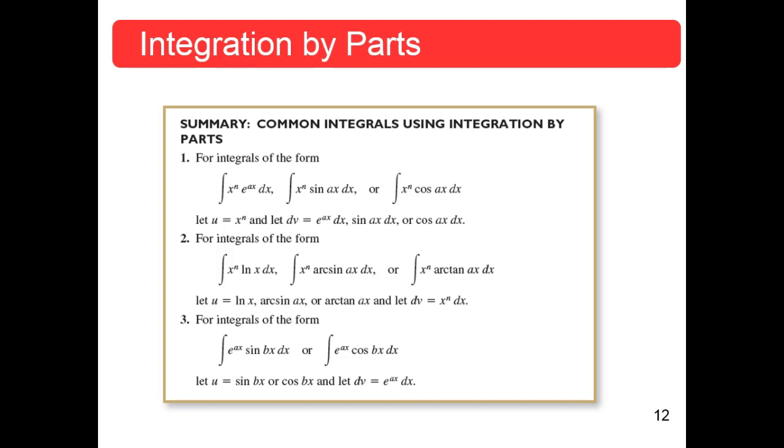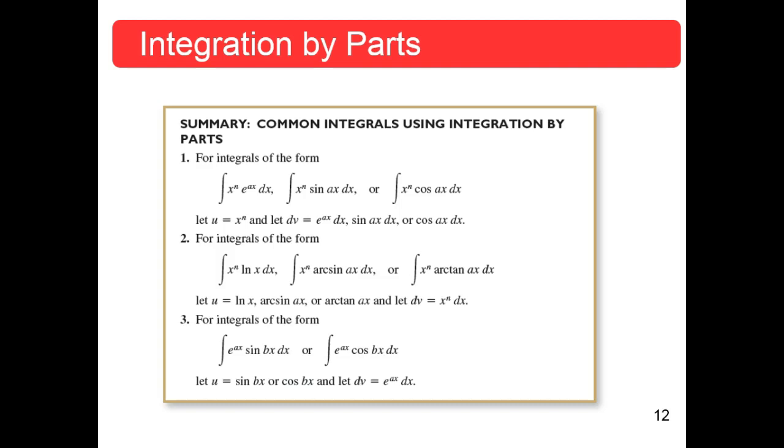So there you let u equal x to the n, the dv's either the e's, the sines, or the cosines. Because e's stay fairly easy. Sines and cosines alternate back and forth between cosines and sines. Okay. Now, for integrals of this form, because you can't do a dv with the log in it, that has to be your u. But the dv then would be 1 over x dx. And one of those 1 over x's will reduce this. So that's the way to go here.